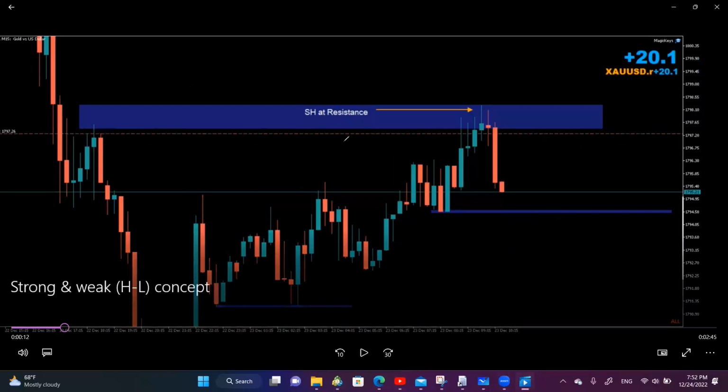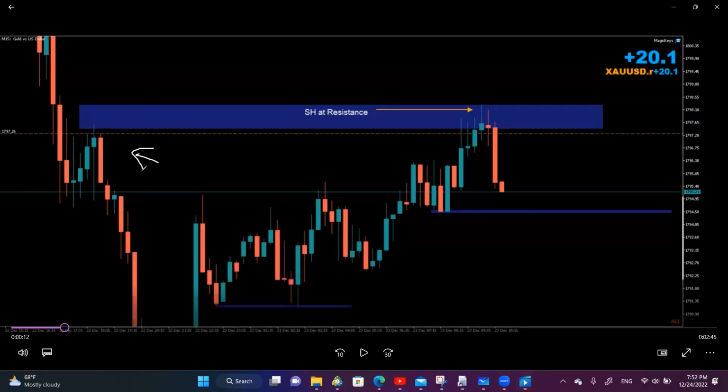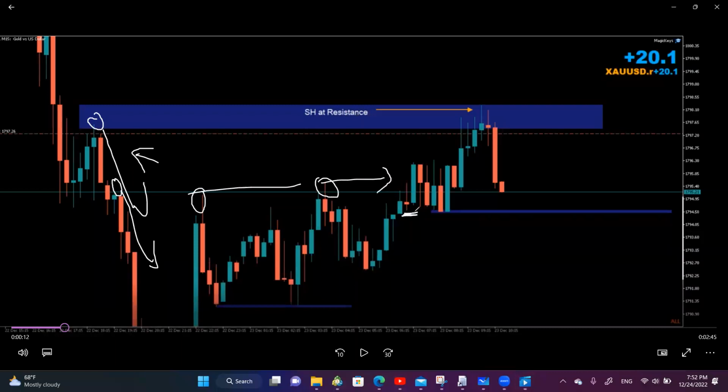Same idea. Resistance. Previously, we went down, weak, broke it, weak, broke it, strong. Just spotting the weakness and the strength of the moves. Okay. Once the price reaches the level of the resistance where it dropped from, it created this wick, closed inside the range of the previous.